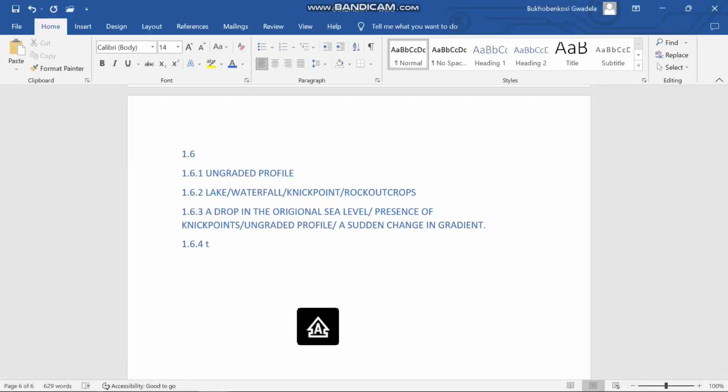Let's write the answers down for 1.6.4. The meander will become incised. You can also say the meander will develop steeper sides, and you can say it will form an oxbow lake.